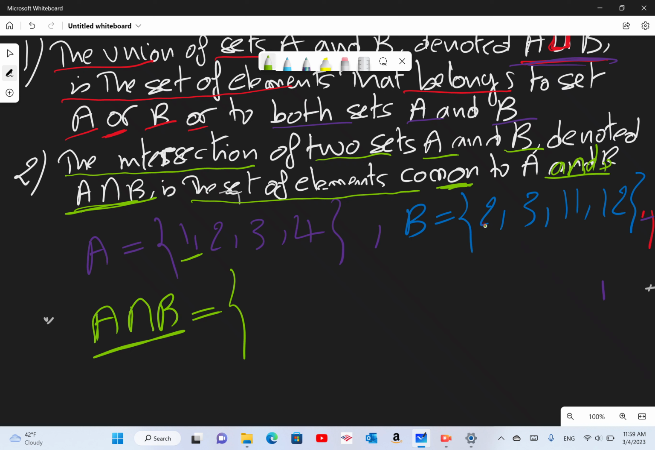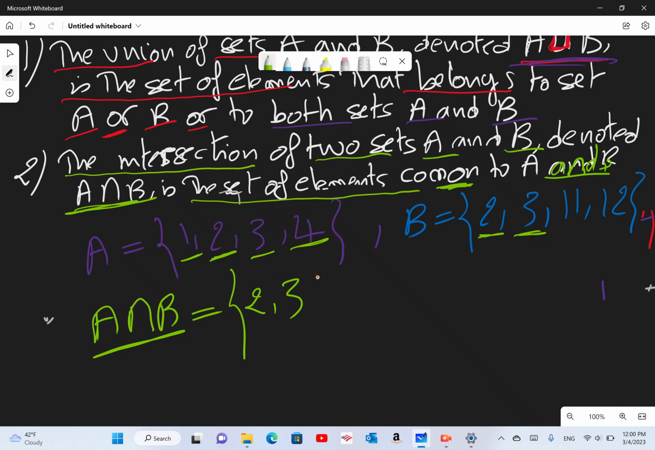So 1 is in A, but if we go to B, it is not in B, so that means 1 does not belong to the intersection of A and B. What about 2? So we have 2, an element of A. 2 is also an element of B. We could also say a member, either an element or a member. Let's say 2 is an element of A, 2 is an element of B. That means 2 is in the intersection. 3 is an element of A, and it's also an element of B. That means it's an element of the intersection.